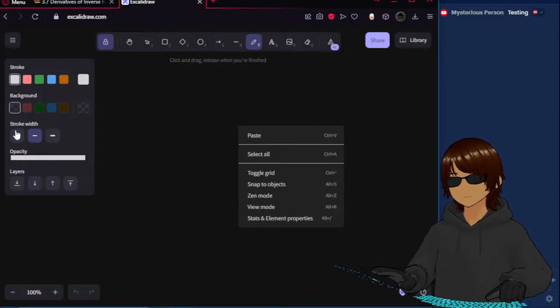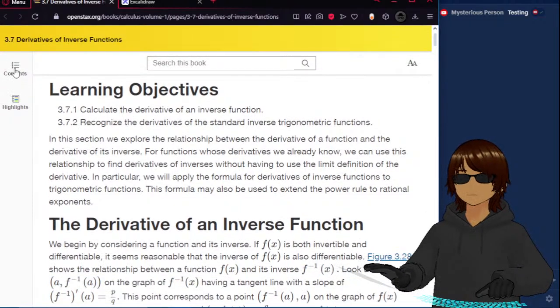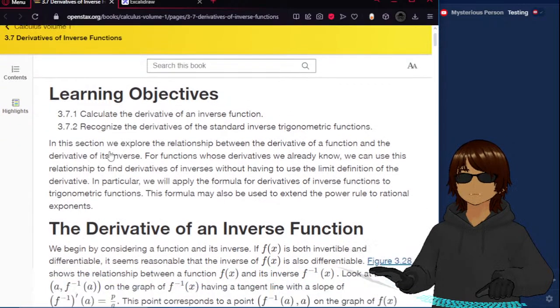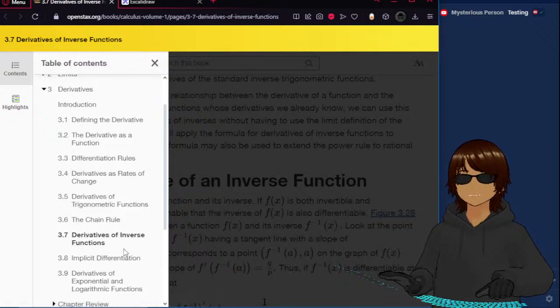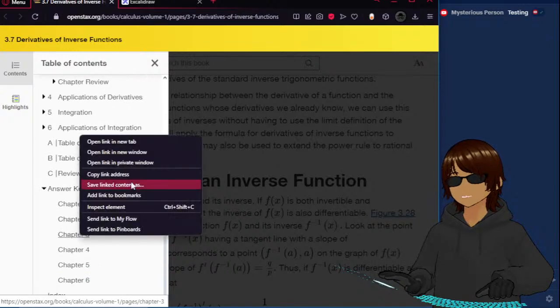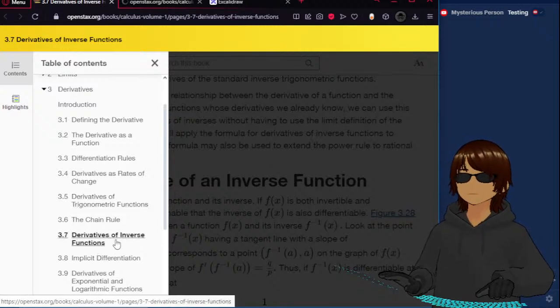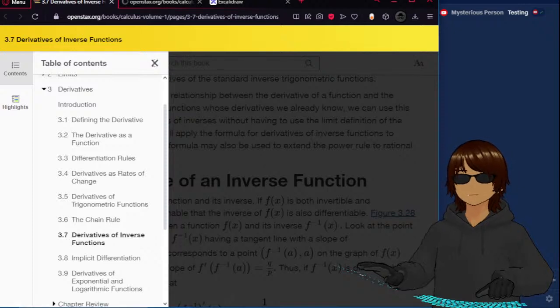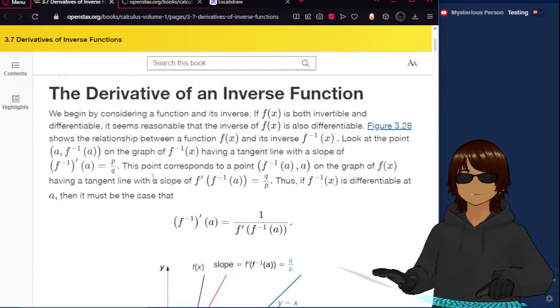So thin stroke, Zen mode. Now, I think last time I did, let me just check the contents. I did it till the chain rule. I don't know if I did inverse functions. And I shall open the answer key. Also, I streamed inverse functions yesterday, but for some reason it did not save. So let's study this then.